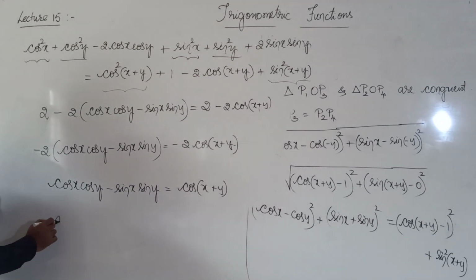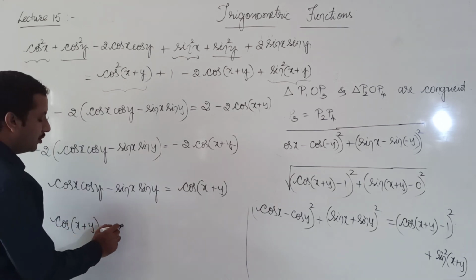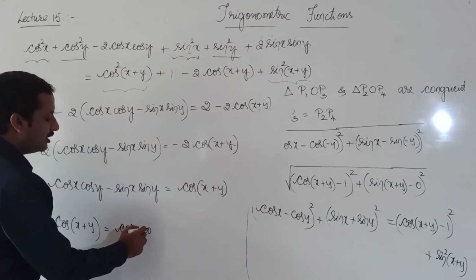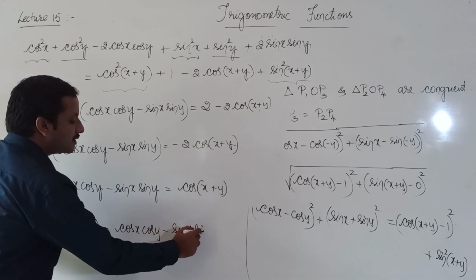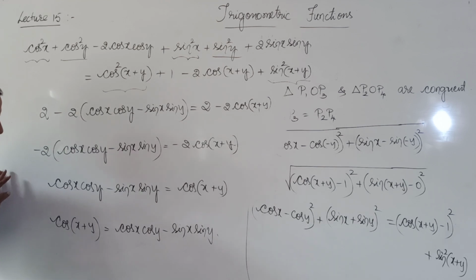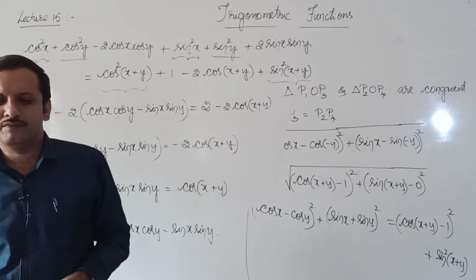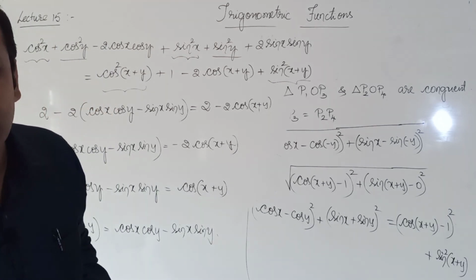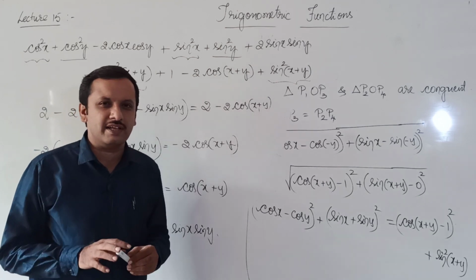So we have derived this formula, cos(x+y) is equal to cos x cos y minus sin x sin y. This is a very important derivation, a definite question for your final examination. So if you practice this question, it is sure that 5 marks are there in your pocket.